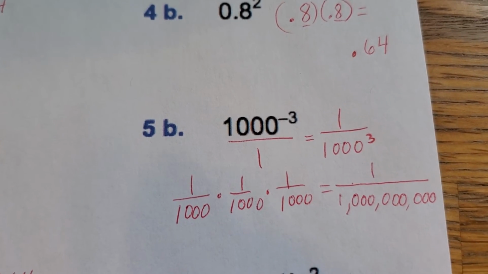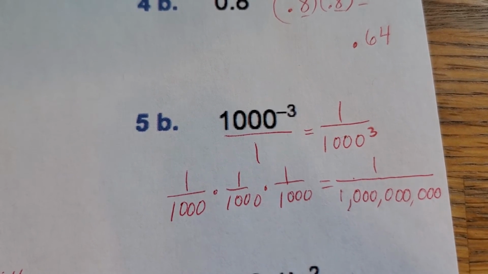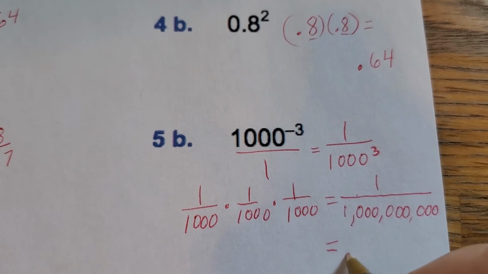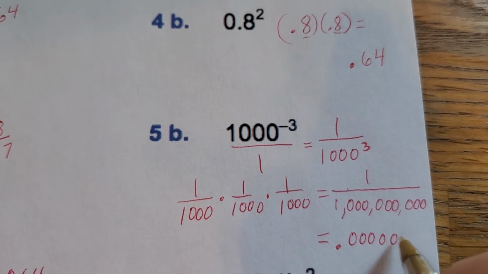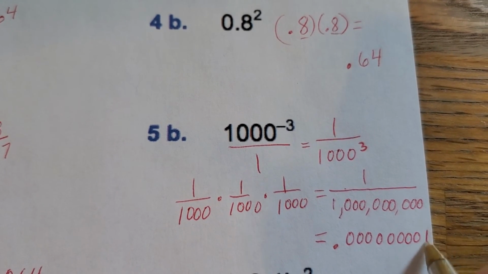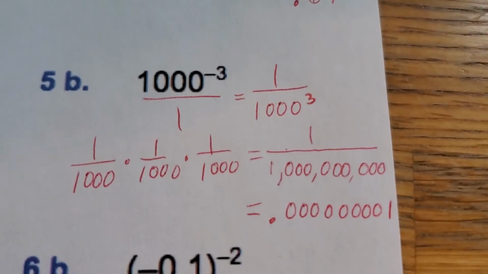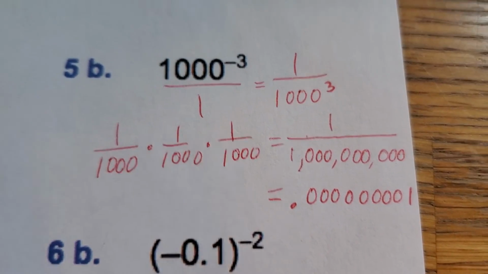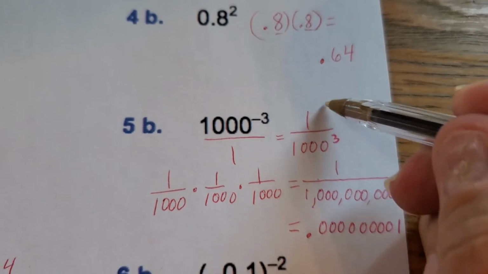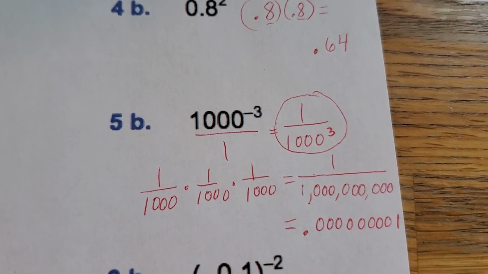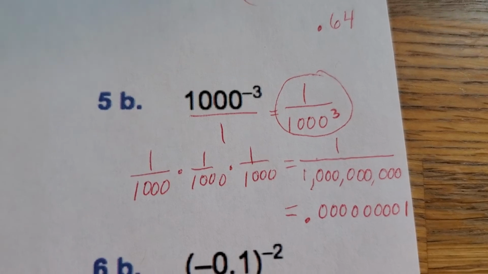Similar to our first problem that we had. Okay, and you could also write that as a decimal if you wanted to. After that decimal point, I'll put 8 zeros and then the 1. But again, since the numbers get really big, you can just leave it like that if you want to.